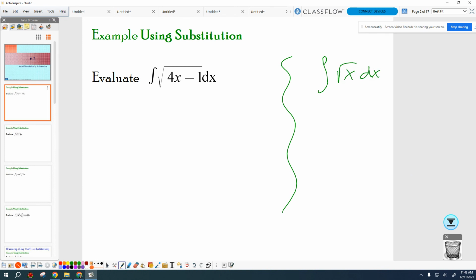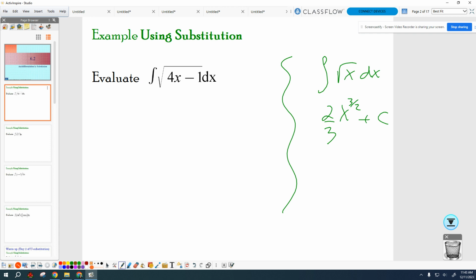So I was just going to integrate square root of x, raise the power, divide by the new power. Divided by 3 over 2 is multiplying by 2 over 3, plus c. This one is a little more complicated.